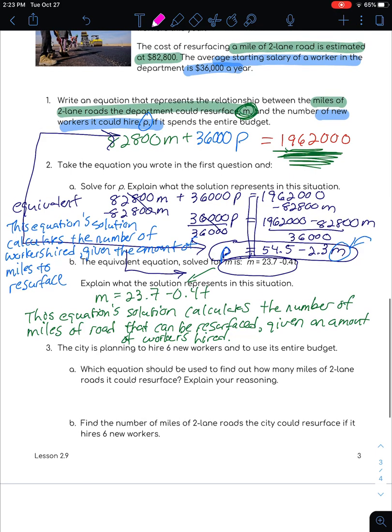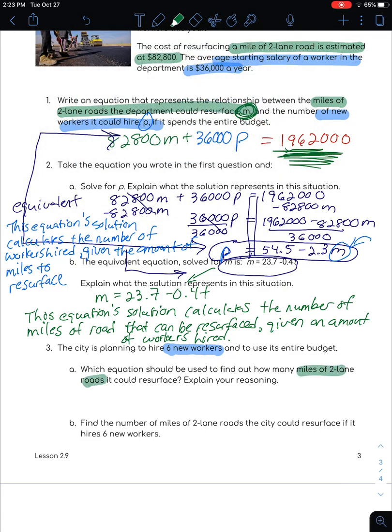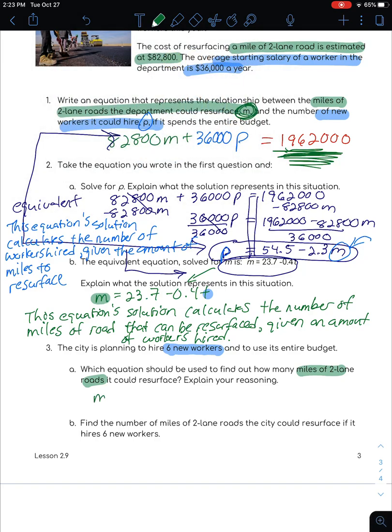Okay, so then let's say that the city is planning to hire 6 new workers and to use its entire budget. All right, so in this case, we're hiring the workers. So remember, we highlighted that in blue here. So 6 new workers are going to be hired. Which equation should be used to find out how many miles of two-lane roads that you need to resurface? So miles of two-lane roads, remember, was this equation right here, if we know 6 workers. So now we just need to put the workers amount in for T.